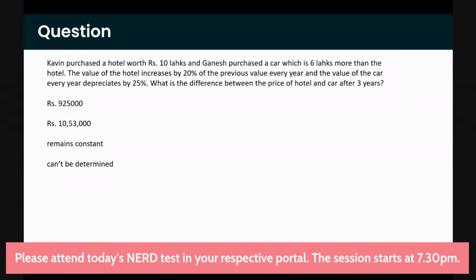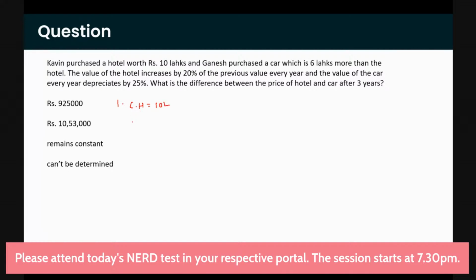The next question. Kavin purchased a hotel worth rupees 10 lakhs. So what are the givens? I'll write step by step, then it will be easier to understand, okay? So Kavin purchased a hotel worth rupees 10 lakhs. So the cost of the hotel is equal to 10 lakhs.